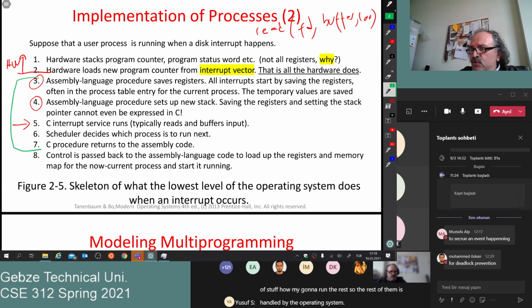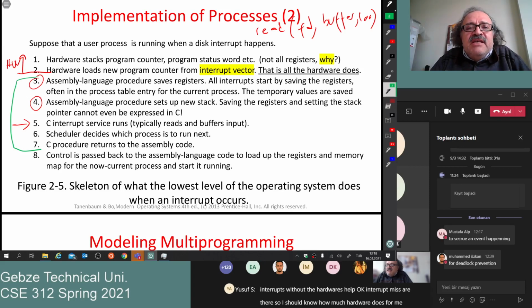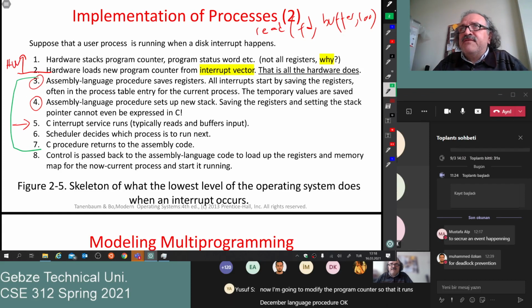We cannot handle interrupts without the hardware's help. Interrupt means hardware, so I should know how much hardware does for me. So what does the hardware do? It says: program counter, I am going to save you. Status word, I am going to save you. Now I am going to modify the program counter so that it runs this assembly language procedure. But that's it. After that, the operating system has control, because that assembly language procedure is written by the operating system designer.